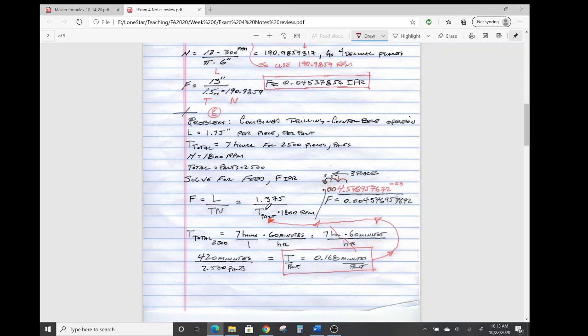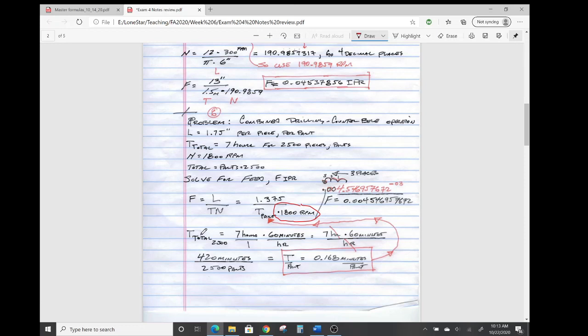The first thing we have to do is solve for feed rate, right? So feed is L over Tn. Do we have this? We have the length, it's 1.375. We were given the RPM, yes. We don't have the time per part, so we have to come over here and look at our total time.